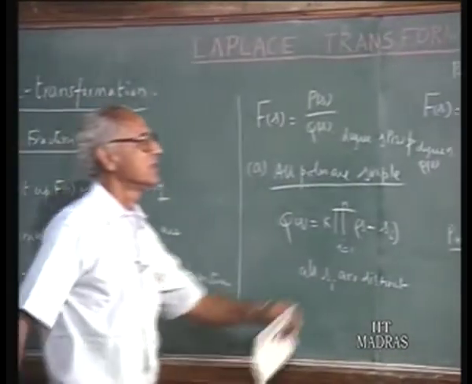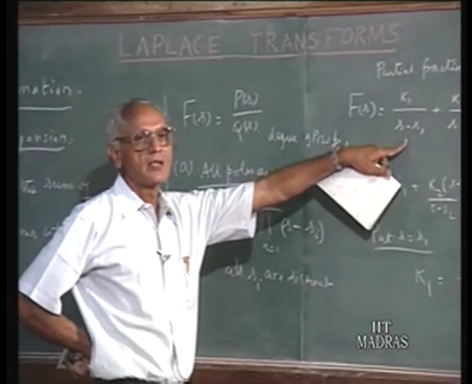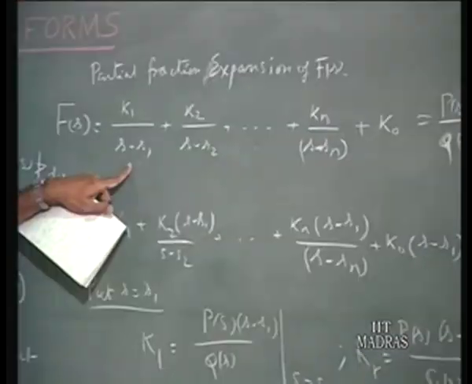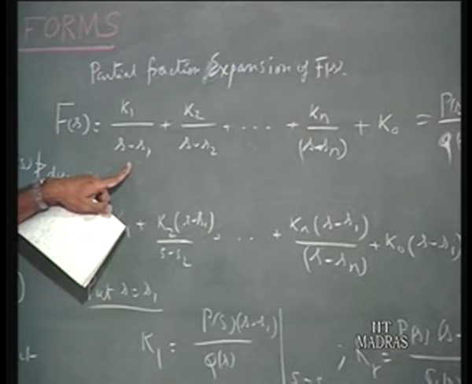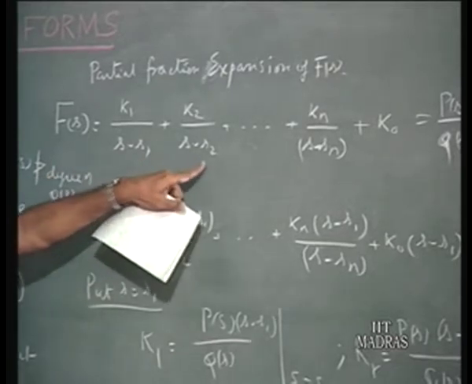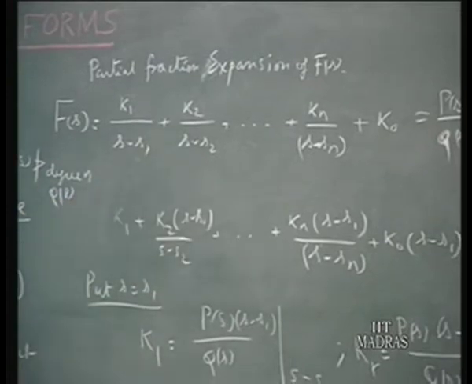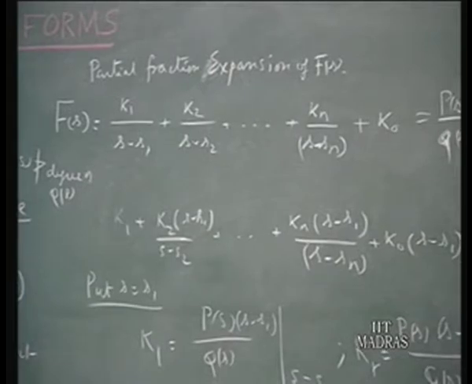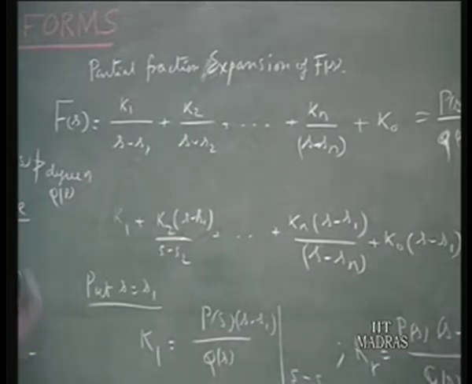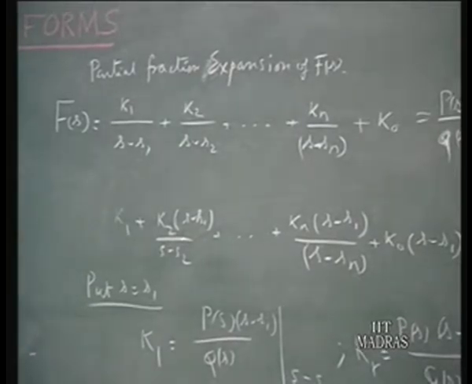We recall that K1 over (s minus s1) corresponds to the time function K1 e to the power of s1t. Similarly, K2 e to the power of s2t, and so on and so forth. One quick example will illustrate this, and then we will be done with that as far as this lecture is concerned.